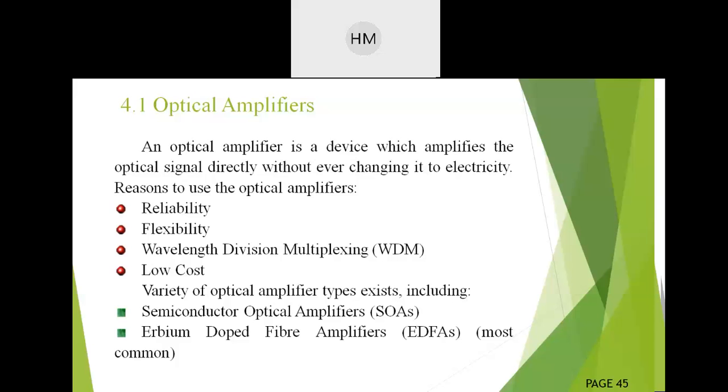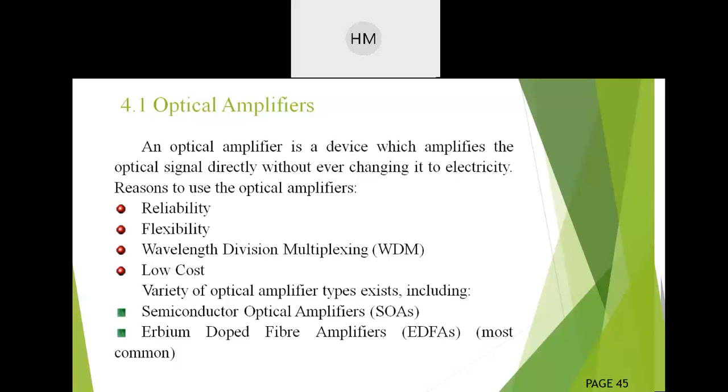So what are the varieties and types of optical amplifier? There are 3 to 4 types of optical amplifier, and in your syllabus I think these 2 topics we have to discuss, or EDFA is mentioned in your syllabus. So we have, first, the categorization as semiconductor optical amplifiers, SOA. Second is the erbium doped fiber amplifier, that is EDFA. And the third is the Raman fiber amplifier.